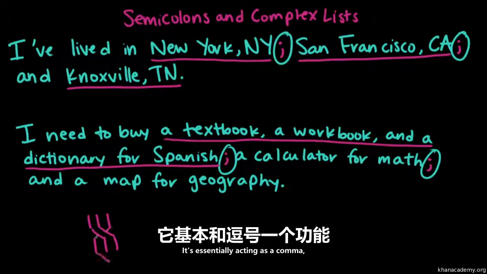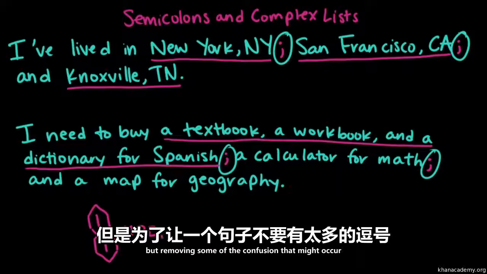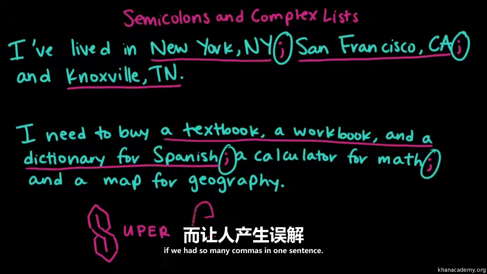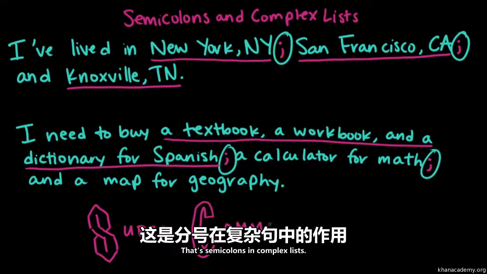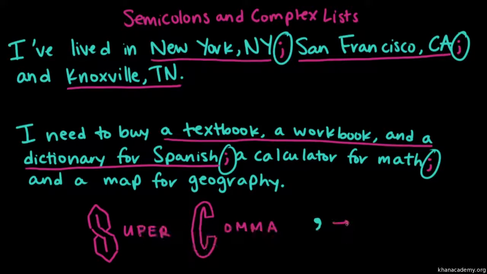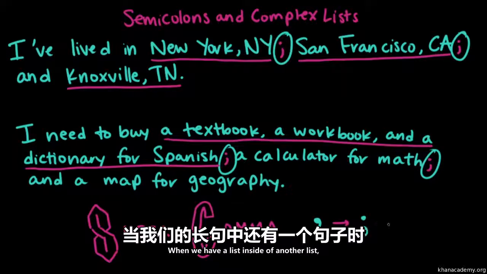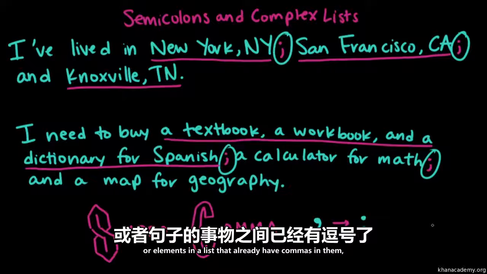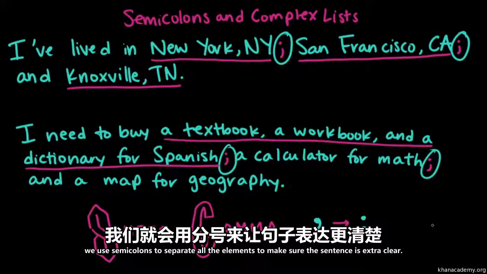It's essentially acting as a comma, but removing some of the confusion that might occur if we had so many commas in one sentence. That's semicolons in complex lists, when we have a list inside of another list, or elements in a list that already have commas in them. We use semicolons to separate all the elements to make sure the sentence is extra clear.